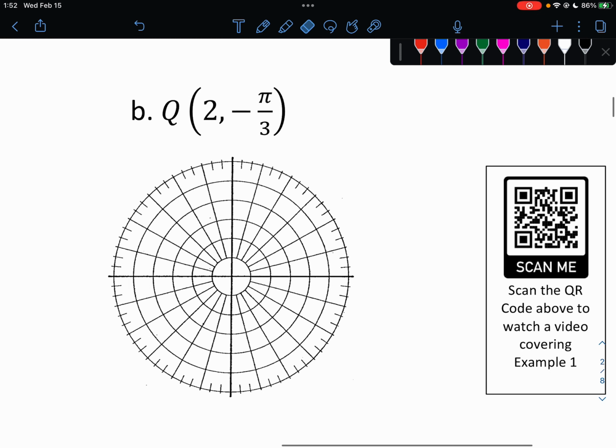All right, negative pi over 3, 2. So 2 comma negative pi over 3. So negative pi over 3 would be this line right here. And if we're going 2 towards that, it would be right there.